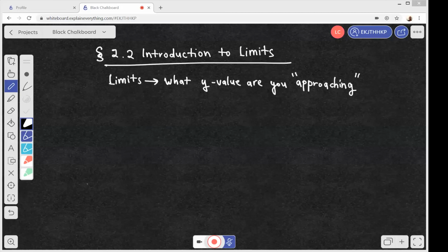Welcome, AP Calculus, to this lesson on limits. This is section 2.2. We're going to introduce the concept of limits to you guys.